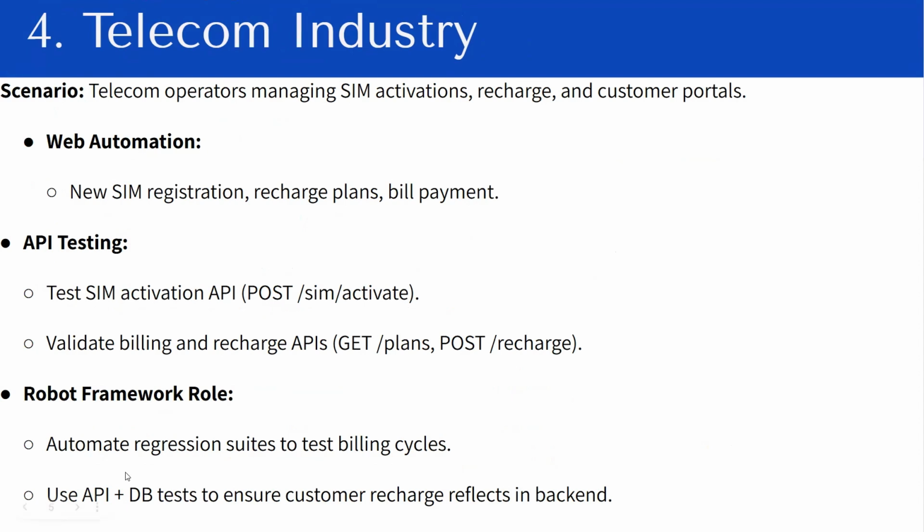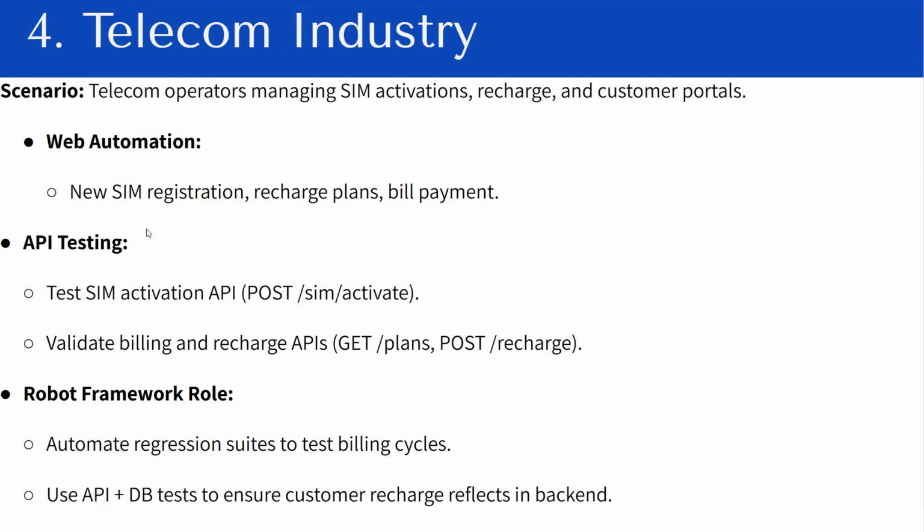In the telecom industry as well, you see test SIM activations. These are done through API. Validating billing and recharge are also done through API. This is to give you an idea of what you do in real time, and these are the things tested in API testing. Again, Robot Framework's role is to automate regression suites to test billing cycles, using API plus DB tests to ensure customer recharge reflects in the backend. Here we use Robot Framework to perform these tests, and these are the scenarios we perform through API testing.